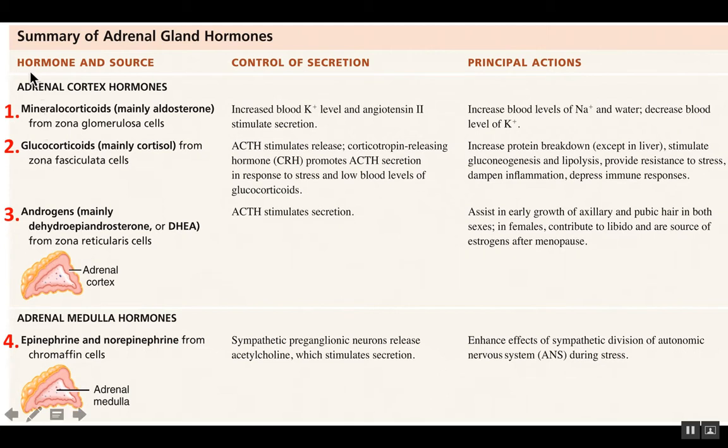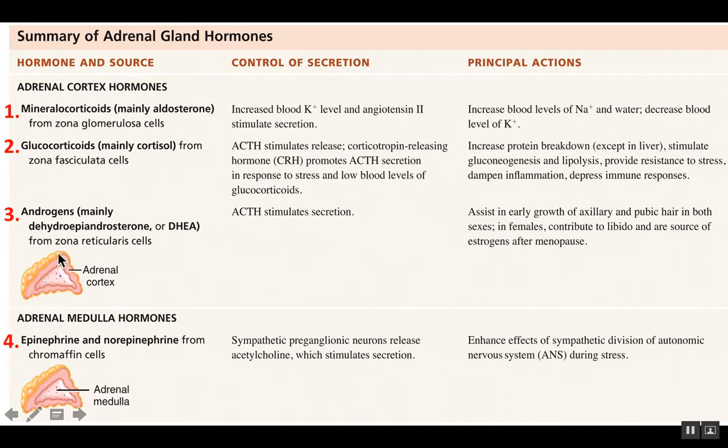We're going to look at the fact that the adrenal glands are like four glands in one, in that there are four different types of tissue producing four different classes of hormones. There's a layer known as the zona glomerulosa, which produces mineral corticoids. There's a layer called the zona fasciculata that produces glucocorticoids. There is a layer called the zona reticularis that produces androgens. And then finally, the adrenal medulla produces epinephrine and norepinephrine.